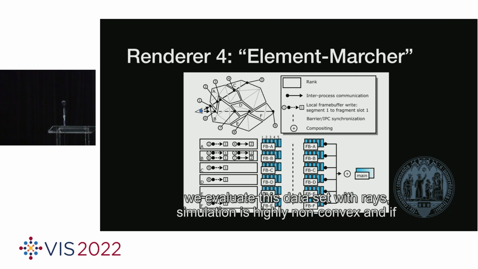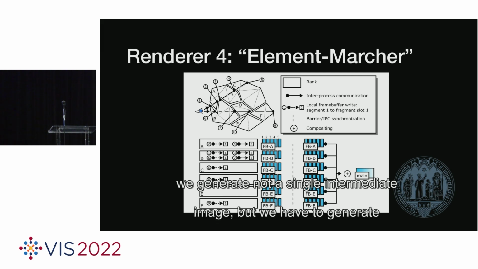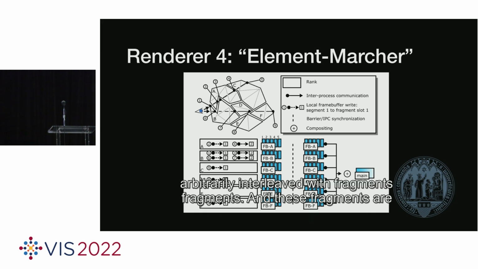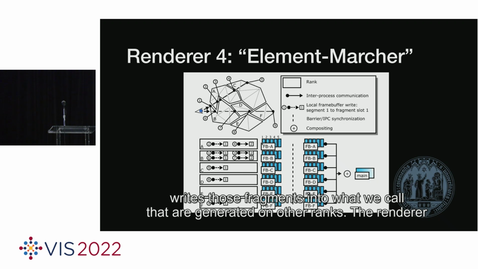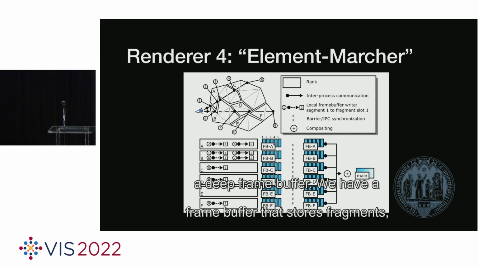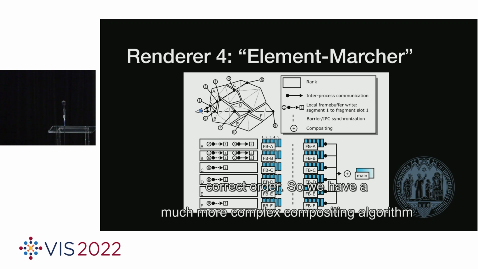And if we evaluate this data set with rays, we generate not a single intermediate image, but we have to generate fragments. And these fragments are arbitrarily interleaved with fragments that are generated on other ranks, and written into what we call a deep frame buffer. We have a frame buffer that stores fragments in the order that they are traversed by the rays. And then in the end, the deep frame buffers are composited in the correct order. So we have a much more complex compositing algorithm than we, for instance, have when we implement this with ICE-T.